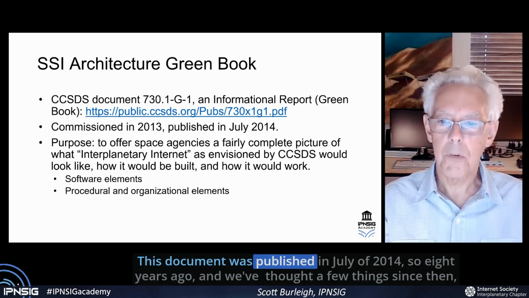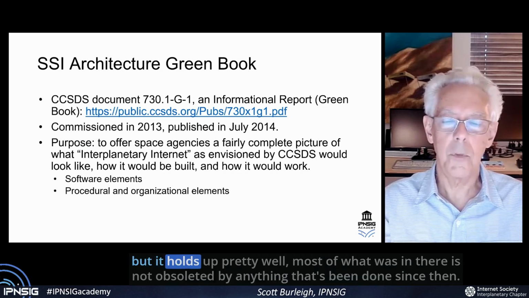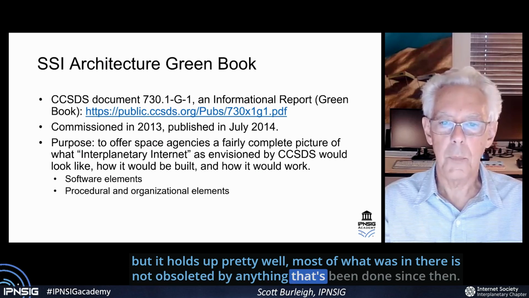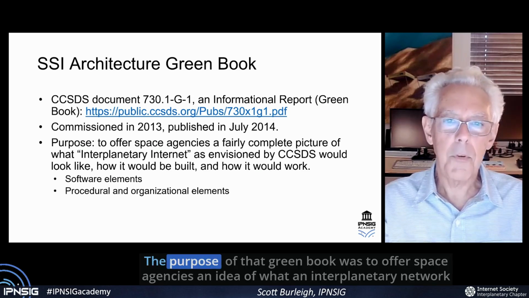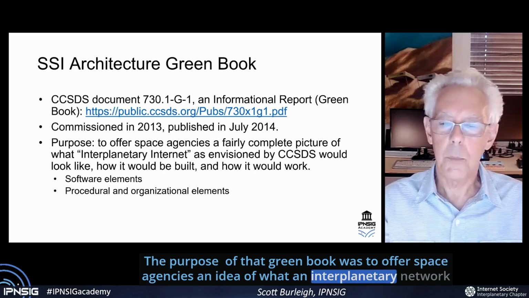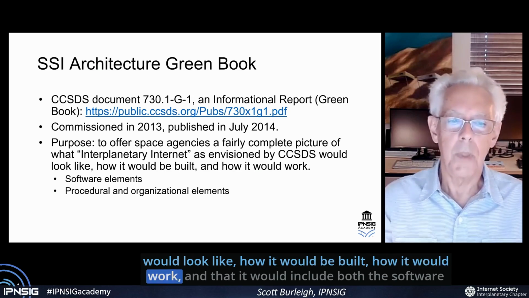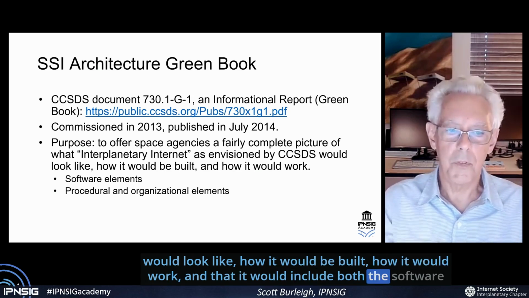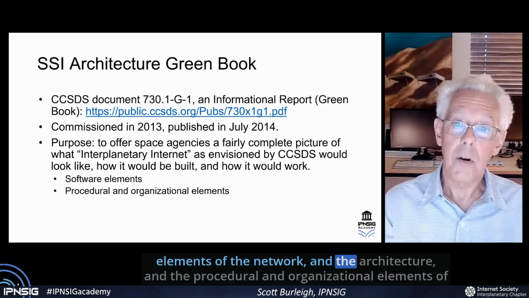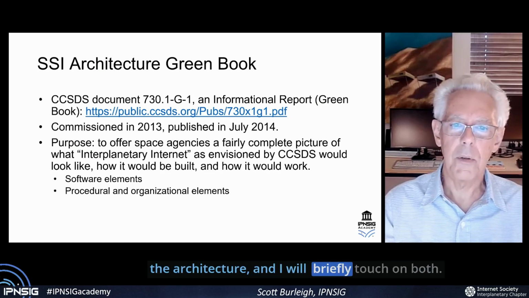This document was published in July of 2014, so 8 years ago, and we've thought a few things since then, but it holds up pretty well. Most of what was in there is not obsoleted by anything that's been done since then. The purpose of that green book was to offer space agencies an idea of what an interplanetary network would look like, how it would be built, how it would work, and that it would include both the software elements of the architecture and the procedural and organizational elements of the architecture. And I will briefly touch on both.